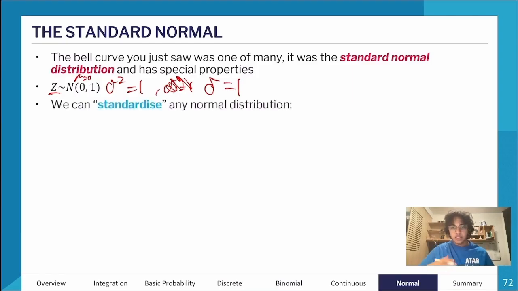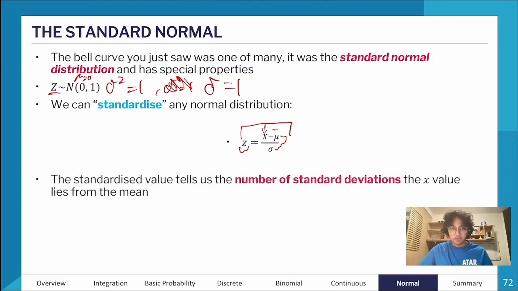The really neat part about a normal distribution is that we can take any normal distribution and move it to a standard normal distribution. How do we do that? We use this equation. The standard normal variable z is equal to the normal variable x minus the mean of that normal variable, divided by its standard deviation. So these means and standard deviations are different from 0 and 1, whatever they are for the distribution. The standardized value tells us the number of standard deviations the x value lies from the mean. This can be particularly useful for using that 68, 95, 99.7 rule.